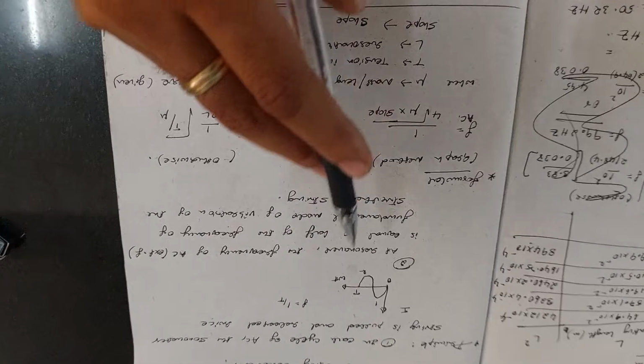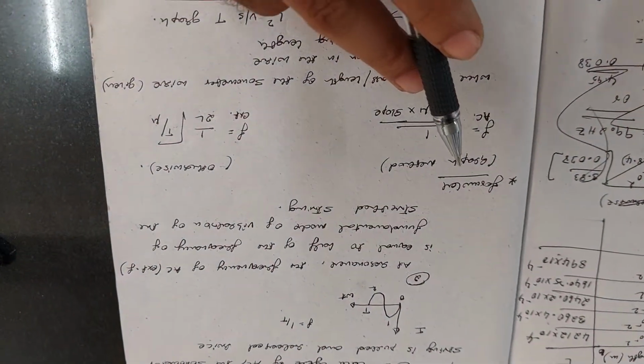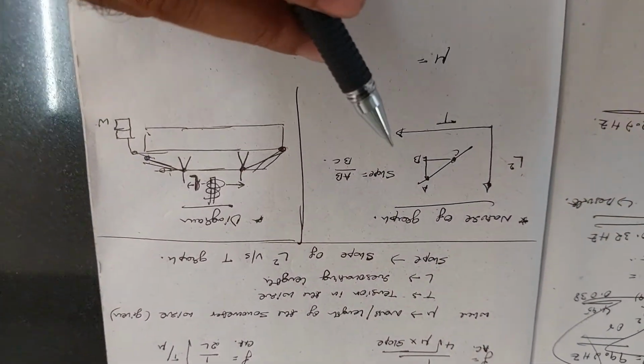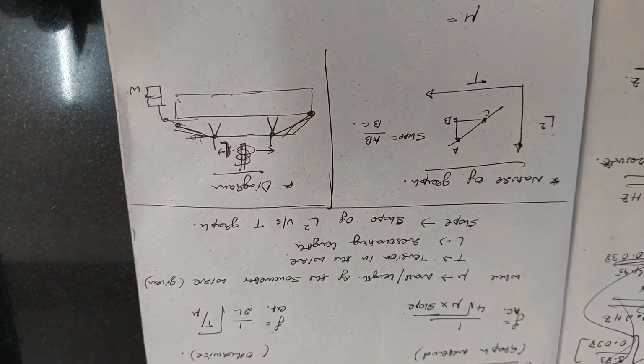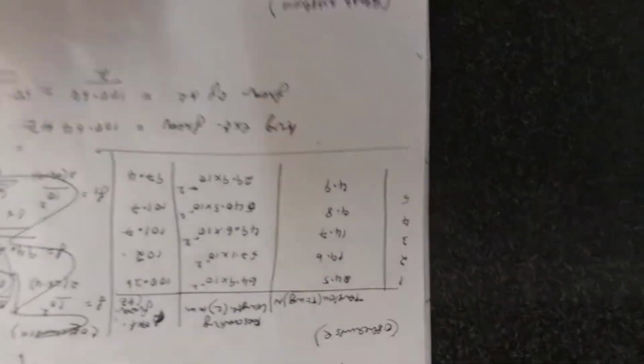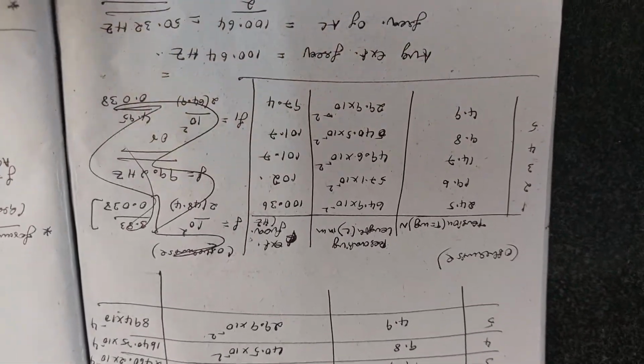So you have to write first the principle, formula, and then nature of graph if you have a graph in your experiment, otherwise the diagram of the experiment. Now let's do the experiment. This is the observation table.